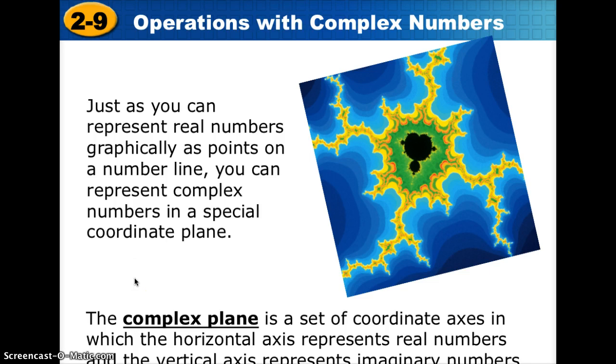So stated very simply, in order to graph a complex number on the complex plane, what we're going to do is treat the horizontal axis, what we used to think of as the x-axis, we're going to graph the real number component, and on the vertical axis, what we normally think of as the y-axis, we're going to graph the imaginary part of the complex number.